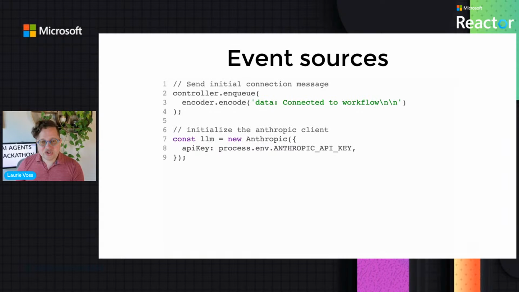An event source is an extremely simple protocol. It's just text with the word data and a colon followed by anything you want, and then 2 line breaks. That's what we're pushing out here to start. You can see data: connected to workflow. That's all there is to it. It's just text. While we're at it, we've initialized our LLM just as we did before.